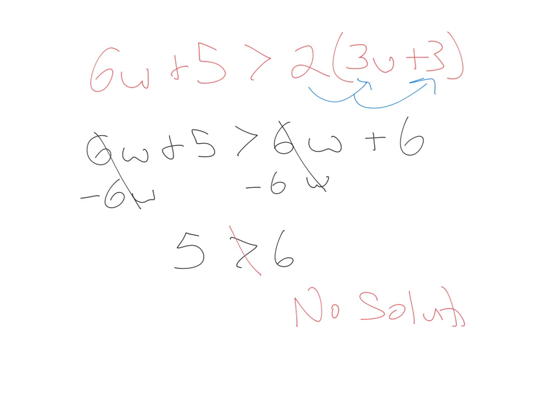So this would be a perfect example of no solutions. Well, why is it no solutions? Because no matter what number I would replace w with in this inequality, it would always come out false. So there's no value for w for which this inequality is ever going to be true. So that's an example of no solutions.